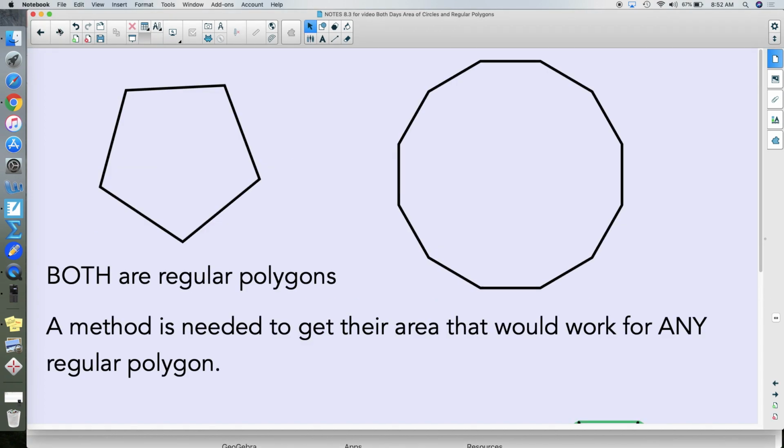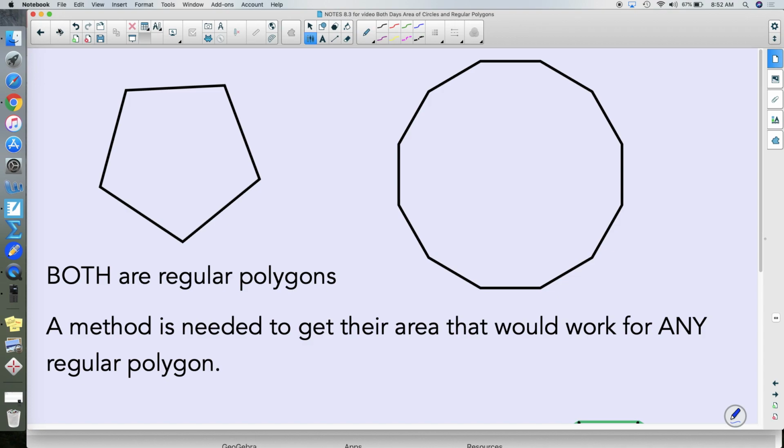So as we have been working with triangles and trapezoids and kites and things like that, our goal in this section is to look at regular polygons and to look at circles, and to not be worried about memorized formulas that we've heard in the past, but to think about where these formulas came from so we can connect. With the two regular polygons that you see, we need a method to get the area that would work for any regular polygon.